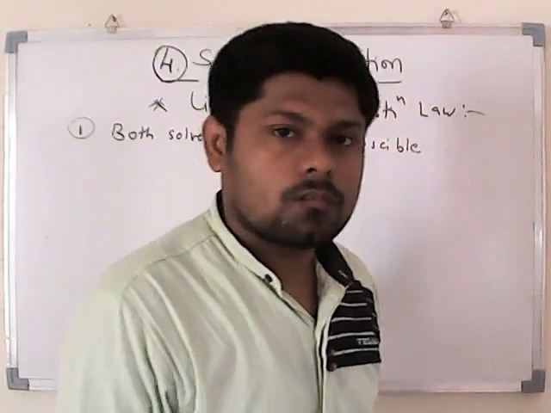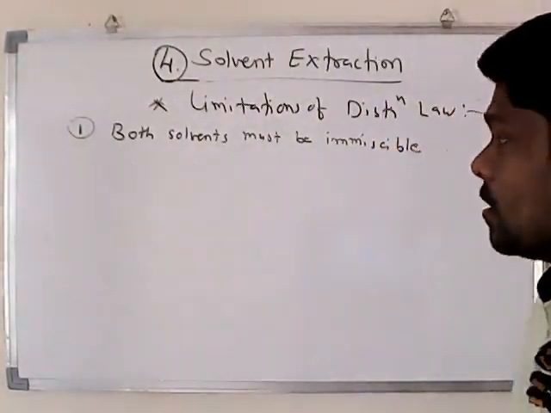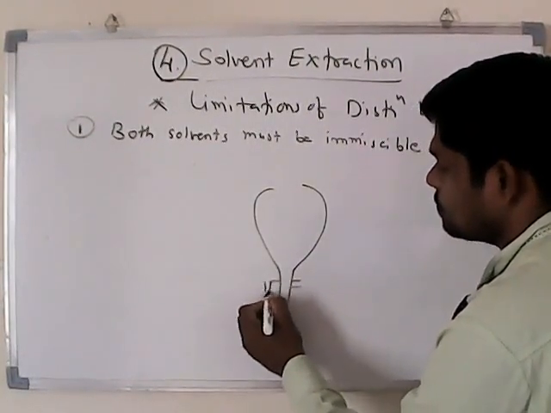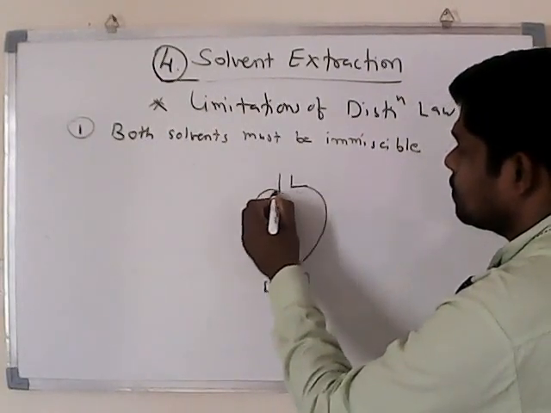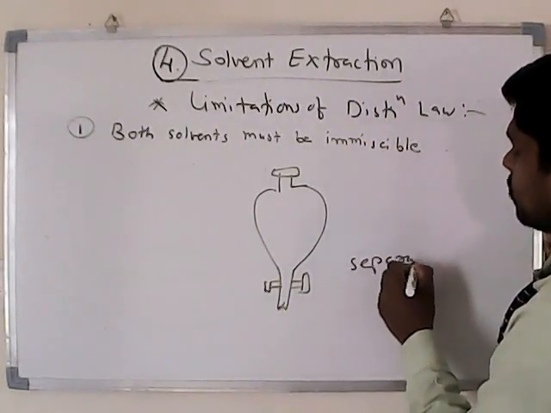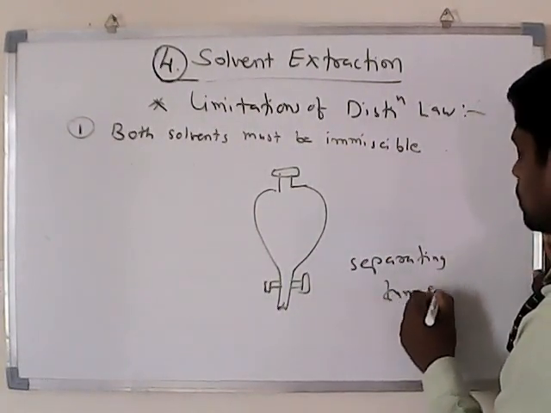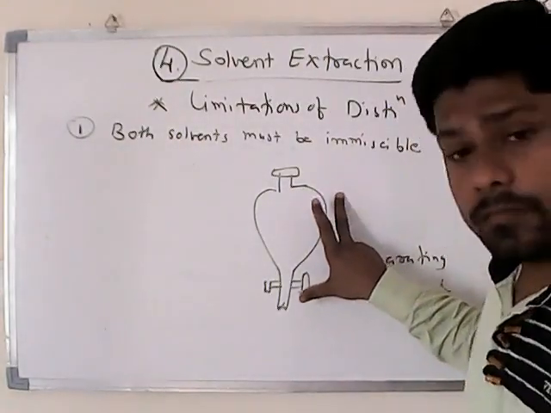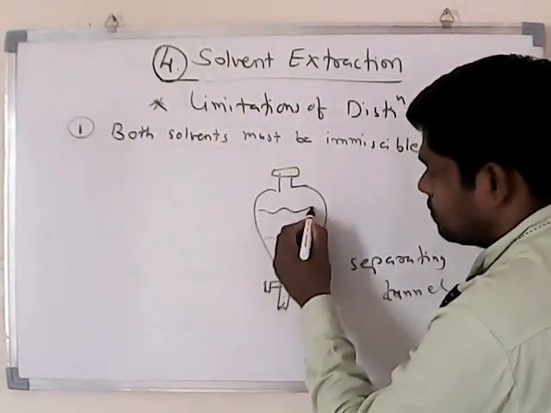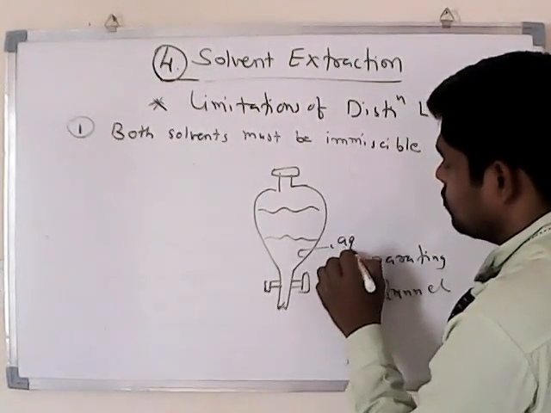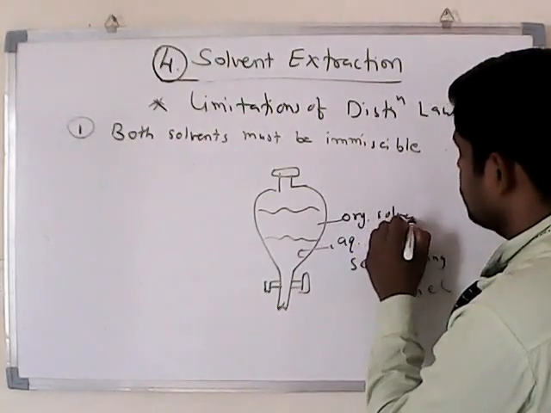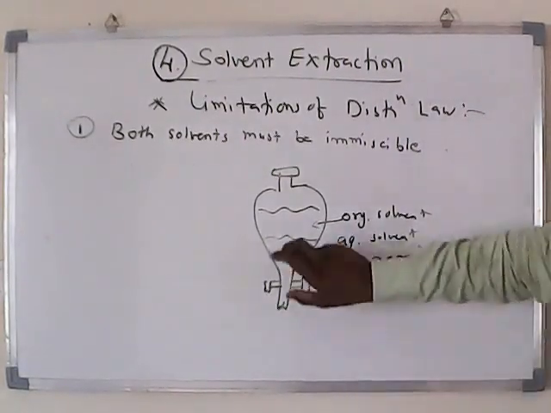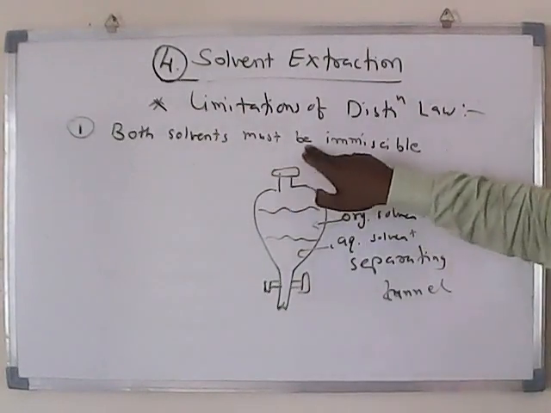To study the law of distribution, or the practical of solvent extraction, we use a glassware that is known as a separating funnel. That is the diagram of a separating funnel. You use this glassware in your solvent extraction practical. In it, 2 solvents are mixed together: one is the aqueous solution, another is the organic solvent. Both solvents must be immiscible in nature.